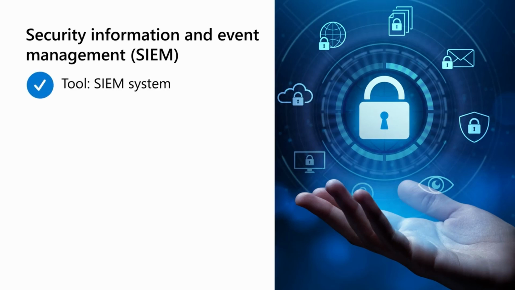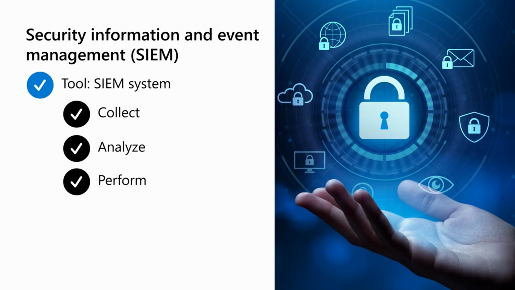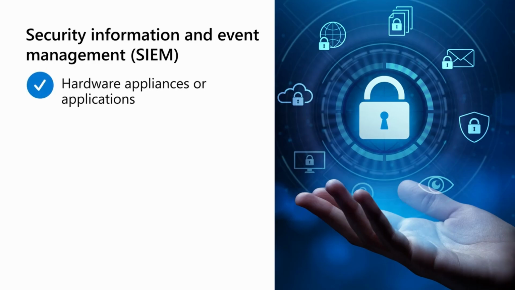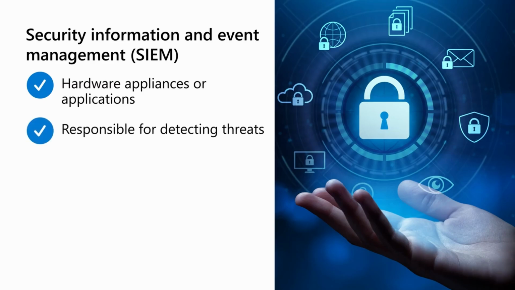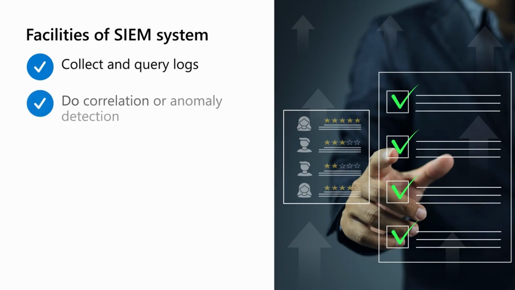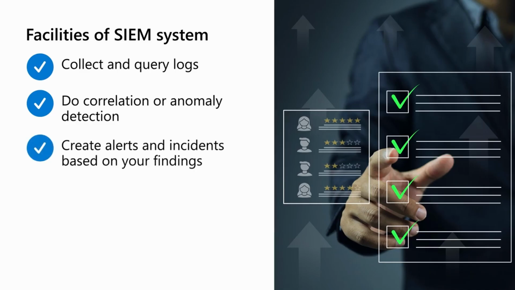A SIEM system is a tool that an organization uses to collect, analyze, and perform security operations on its computer systems. These systems can be hardware appliances or applications or both. SIEM is also responsible for detecting threats to your organization by analyzing the massive volumes of data generated by all of your system's logs. What facilities does the SIEM system allow you to perform? It allows you to collect and query logs, do correlation or anomaly detection, and create alerts and incidents based on your findings.